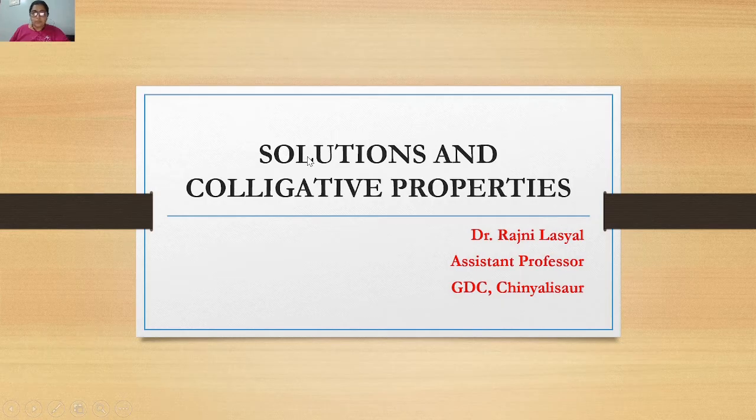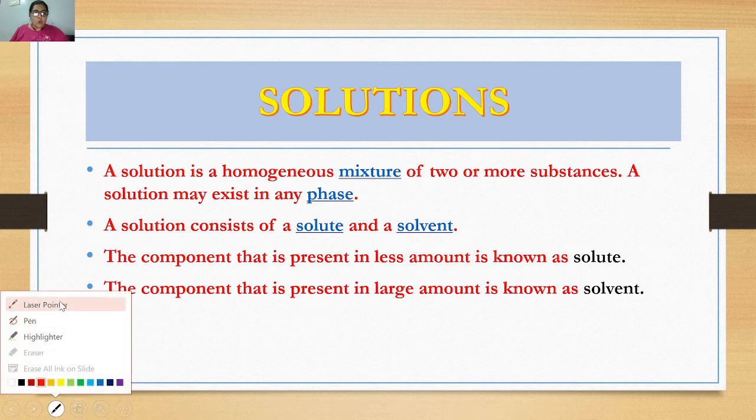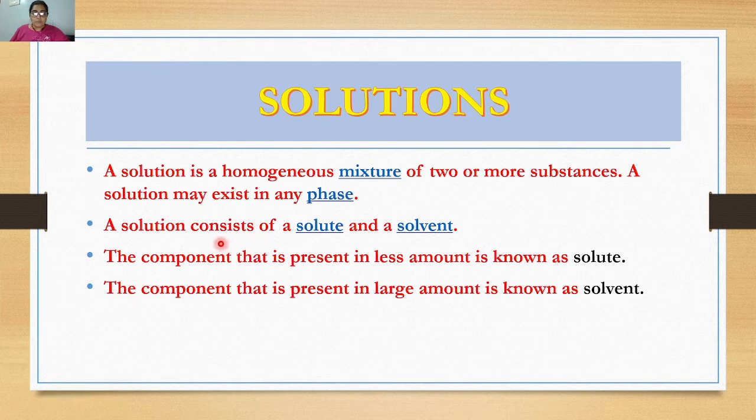Hello everyone, today we are going to study solutions and qualitative properties. What is a solution? People simply answer that solution is a mixture of two or more substances. But mind it, the solution is a homogeneous mixture of two or more substances. Homogeneous mixture means that composition of a substance is uniform throughout the mixture.